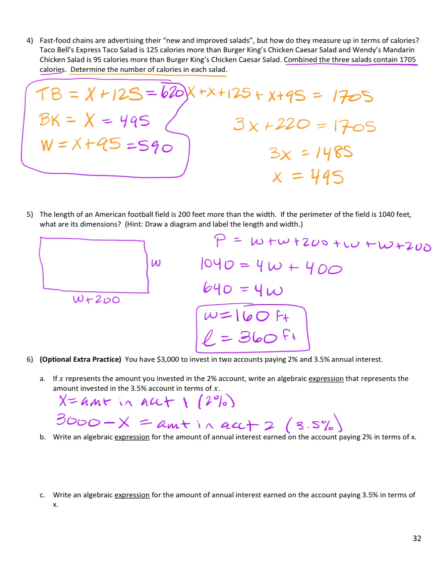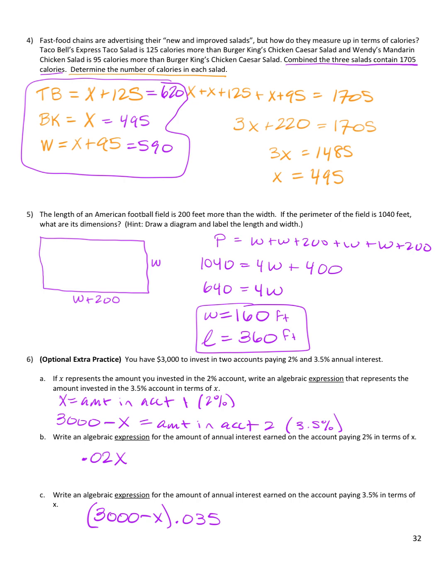Then we want to write an algebraic expression, so not an equation, just an expression, for the amount of annual interest earned in the account paying 2%. So we have X dollars in that account, and we earn 2% interest, so we take 2% and multiply by X. And then an expression for the amount of annual interest in account 2, we say, well, take the amount of money you have in there, which is 3,000 minus X, right? Everything else after the amount you put in account 1. And I need to multiply this by the interest rate, 0.035.